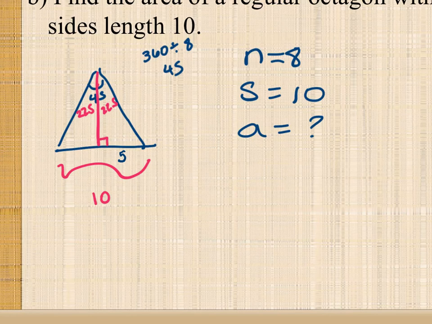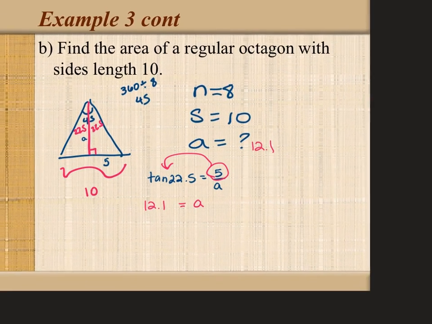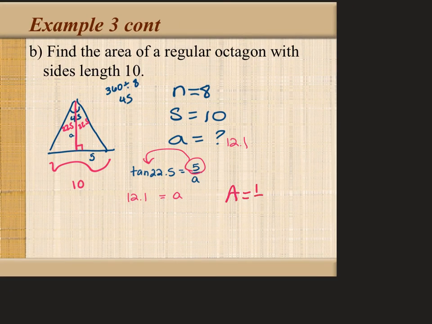All I need this time is the apothem. Have to use tangent. Good. So the tangent of 22.5 equals 5 over A. And now the number's in the top, so what do I do? Divide. Take that and divide it by that. So 5 divided by tangent 22.5 is 12.07. I'm going to round it to the nearest tenth. So then the area is 1/2 times 12.1 times 8 times 10, which is 484 units squared.